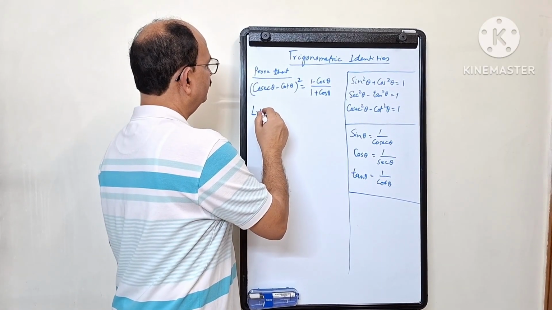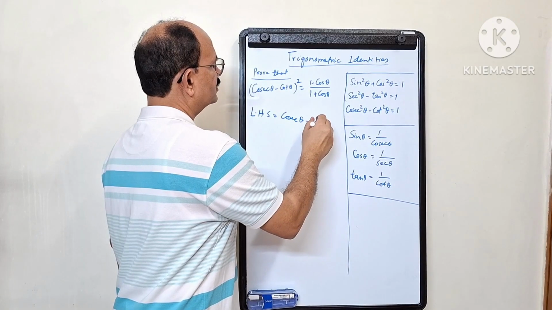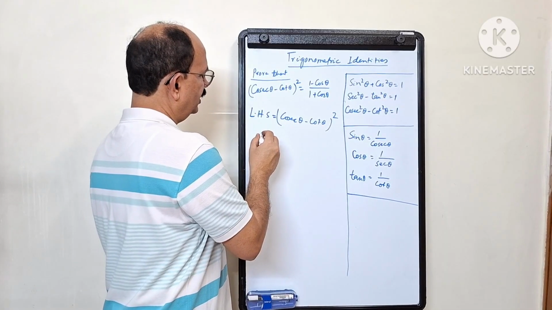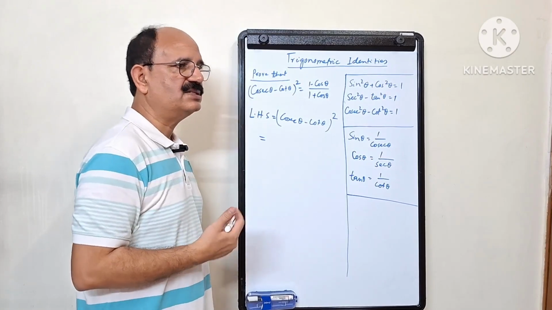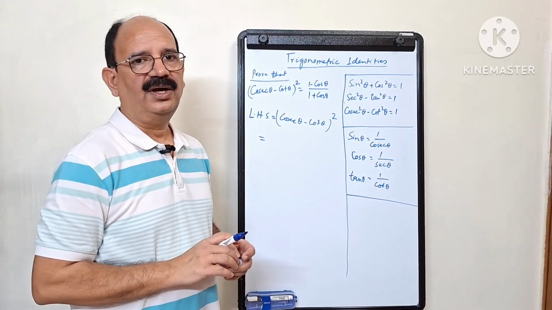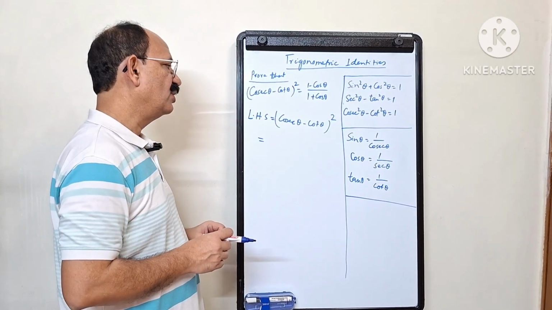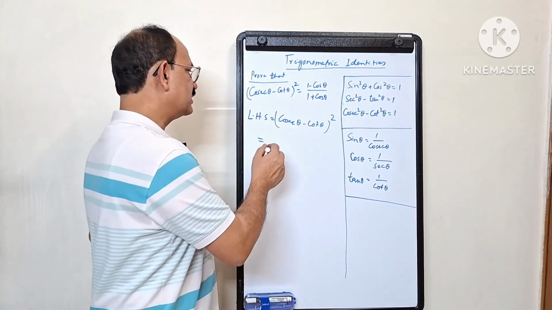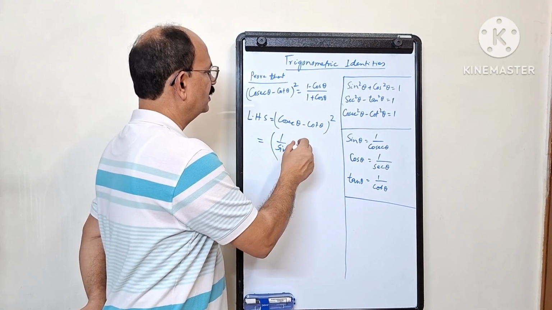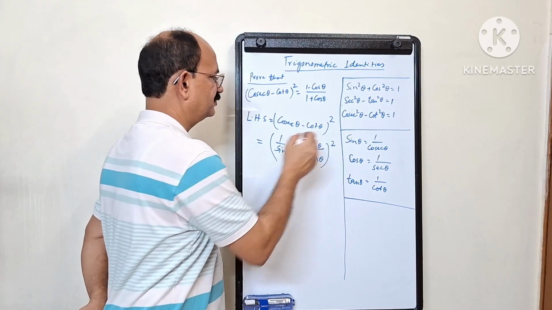The left hand side is equal to cosec theta minus cot theta the whole square. Now, invariably it is easy to convert any of these relationships in sin theta and cos theta and then try reaching to the RHS. So in this case, let's try. This is 1 upon sin theta minus cos theta upon sin theta the whole square.